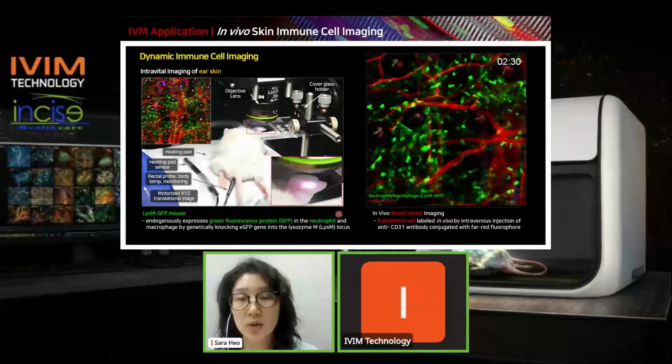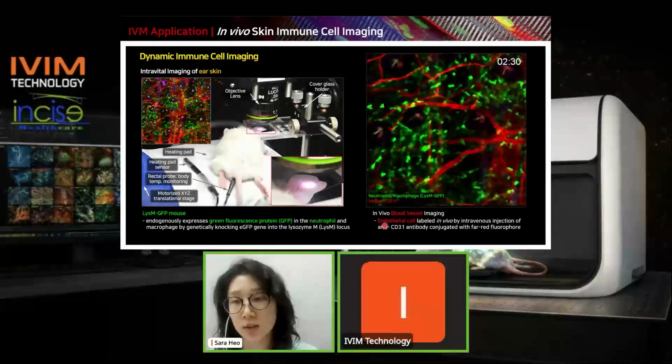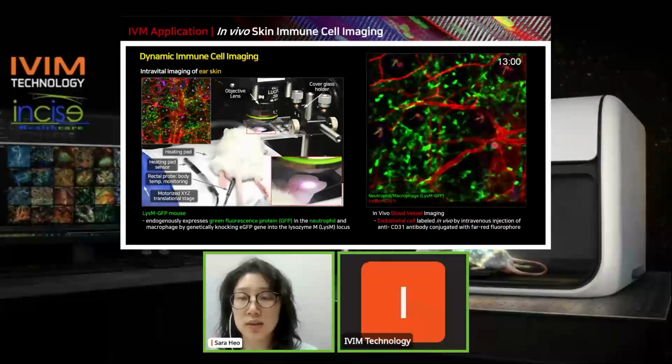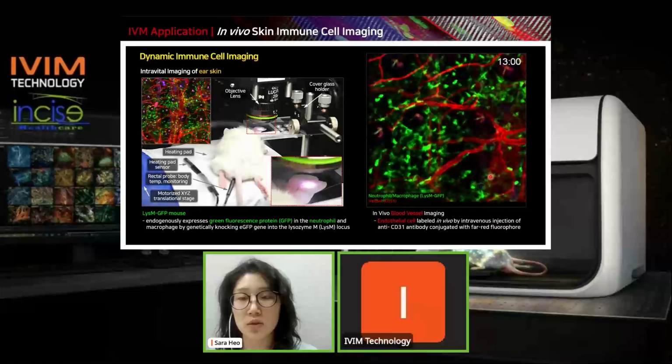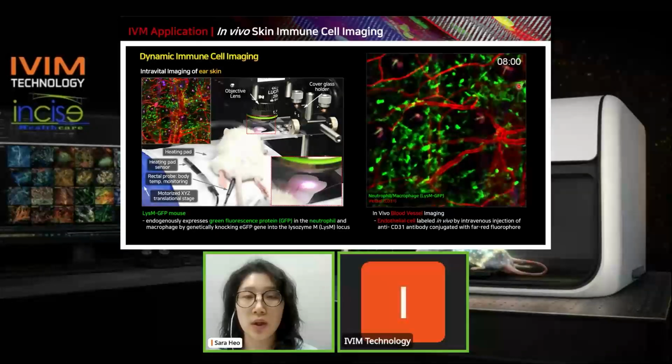The mouse that was used here was a LysM-GFP mouse, which expresses GFP in neutrophils and macrophages, so that you can see these immune cells in green and the blood vessels in red. And this red was dyed using the anti-CD31 antibody. Even the movements of the immune cells were captured using this longitudinal imaging from the ear skin. And you can see the time points are located on the top.